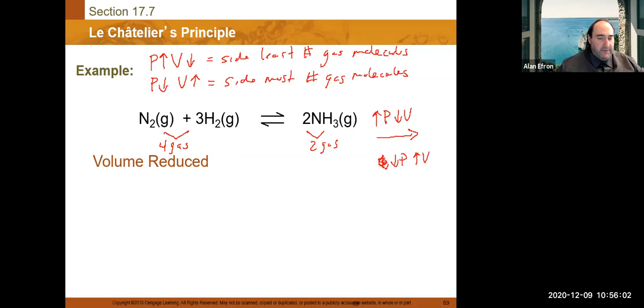The opposite is going to happen here. Bigger, which is on the left-hand side, so it would shift to the left-hand side in this particular case. Any questions on that?